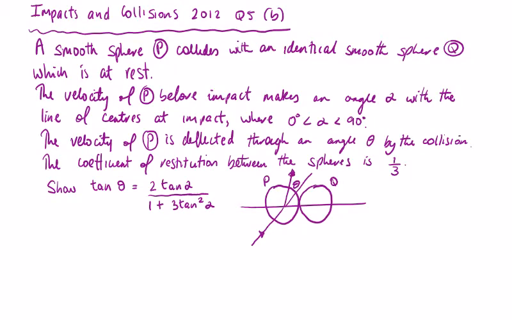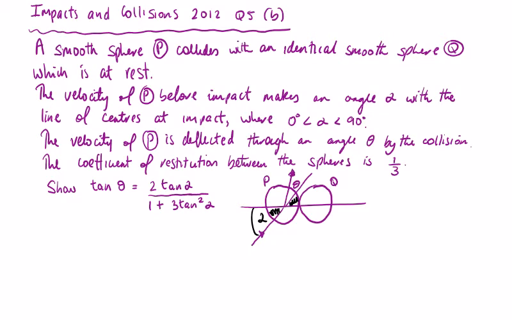Impacts and Collisions 2012, question 5b. A smooth sphere P collides with an identical smooth sphere Q, which is at rest. The velocity of P before impact makes an angle alpha with a line of centers at impact, and alpha is between 0 and 90, so this is my alpha in here and in here.